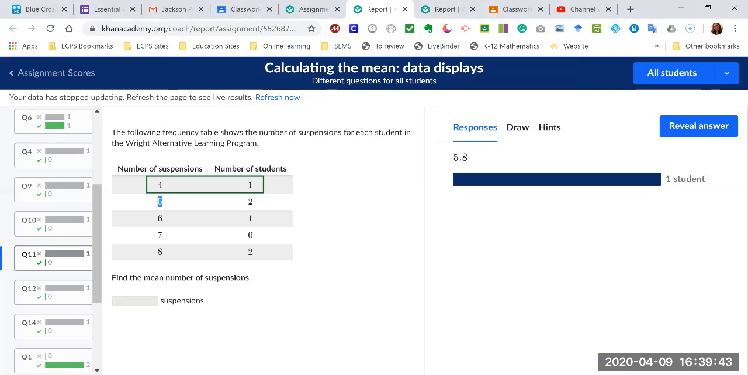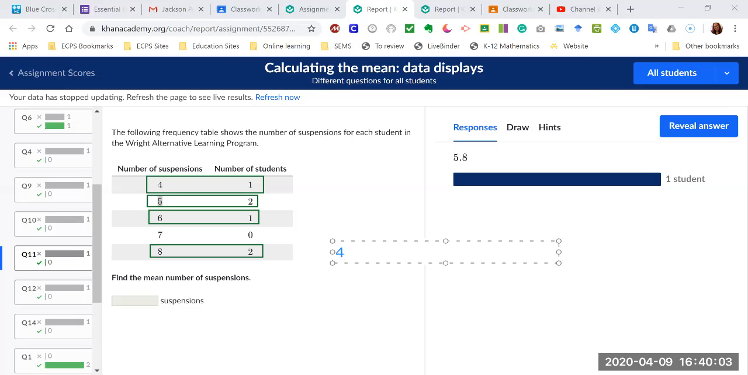So two students were suspended 5 times. Okay. 1 student was suspended 6 times. Nobody was suspended 7 times, but 2 people were suspended 8 times. So those are the numbers I'm working with. So I'm going to add a 4, 2 5s, a 6, and 2 8s.